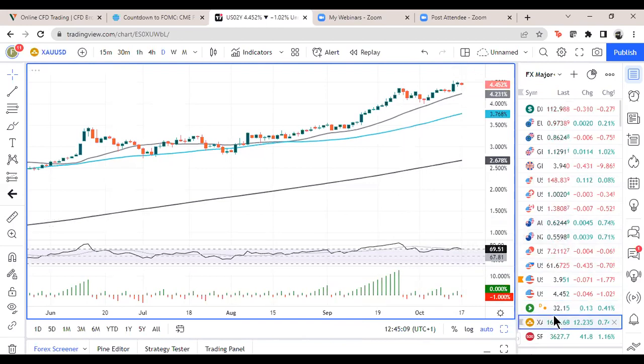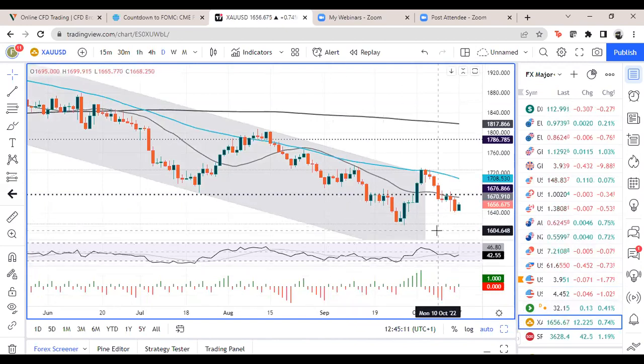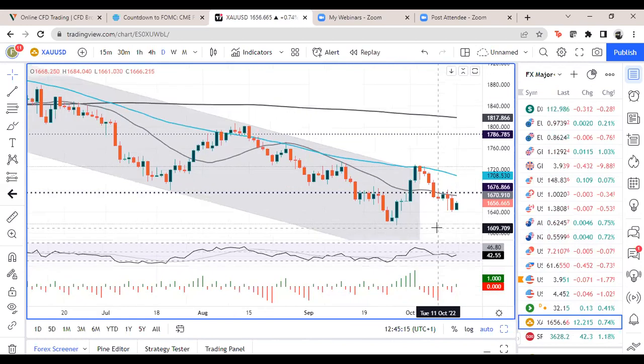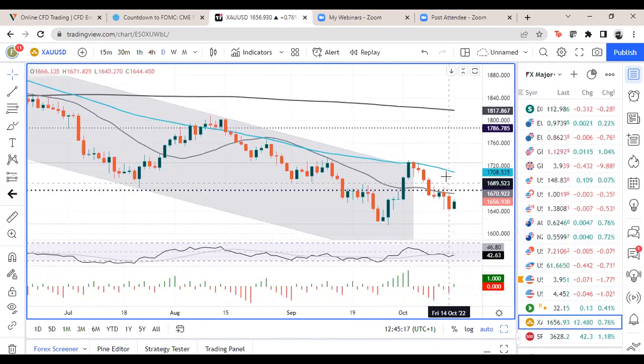I said I'd look at gold. Certainly you can see on Thursday, let's just blow it up here, this candle here on Thursday. We tumbled, didn't we, after the US inflation print, but then recovered back into the 1660, 1680 range we saw most of last week.